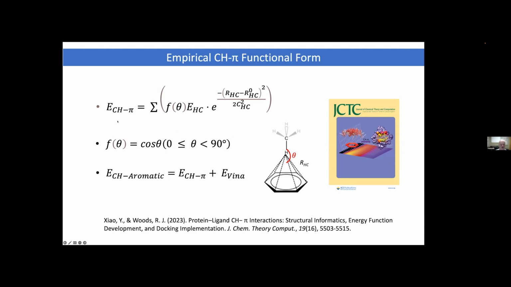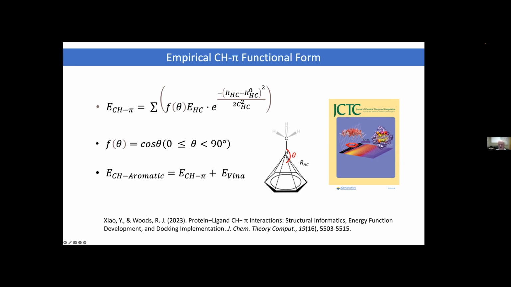Our functional form, there's many different ways you could do this. We wanted to have a form that was dependent on the distance of the CH bond from the ring and on the angle of the CH bond, because if it's at 90 degrees, there can't be any orbital overlap, and so we decided that that was 0. So we use a cosine function to scale the interaction for an angular dependence, and we use a Gaussian function to determine the strength of the interaction, and we add that into VINA.